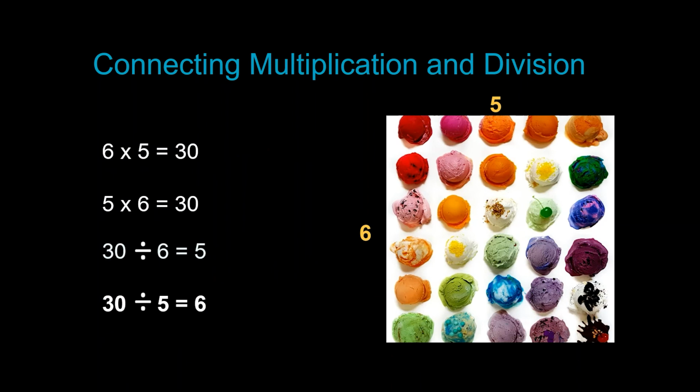So, when we look at this image as 6 rows of 5 with 30 scoops of ice cream, here are some of the equations we just came up with. 6 times 5 equals 30. 5 times 6 equals 30. 30 divided by 6 equals 5. And 30 divided by 5 equals 6.